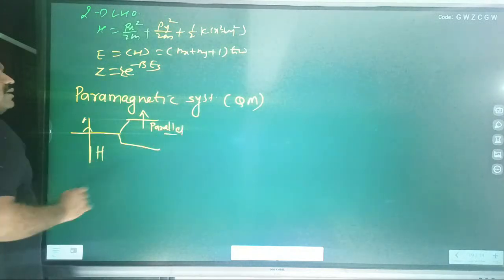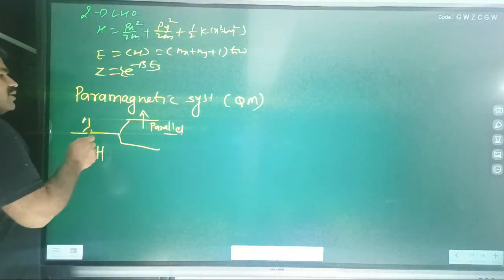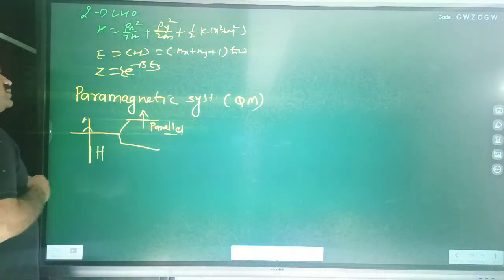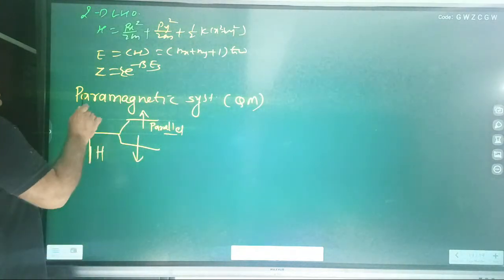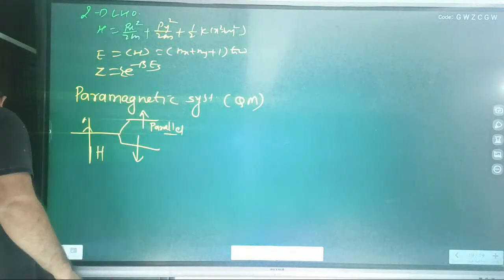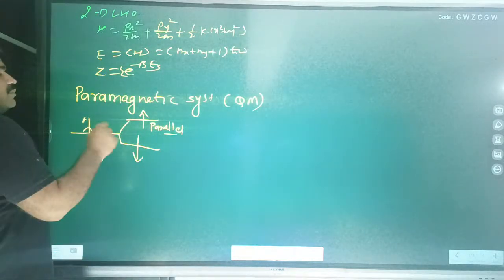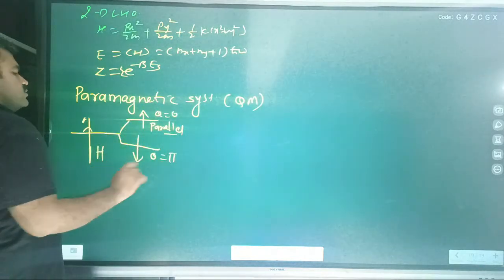Parallel to the upline direction, meaning whatever the direction of H, and this being in this way. Anti-parallel means what is the direction of H? This is the direction of H, and the aligned direction is upward. Okay. What is the angle between them? Parallel, theta is equal to 0; anti-parallel, theta is equal to pi, because they are opposite in direction.